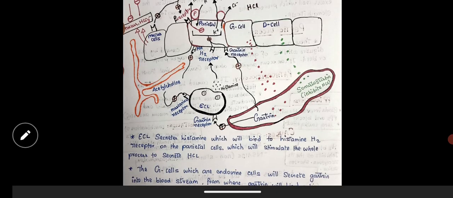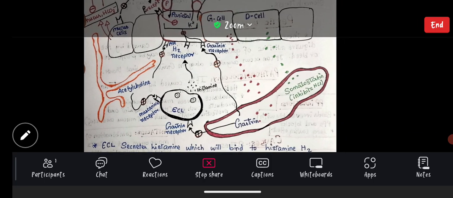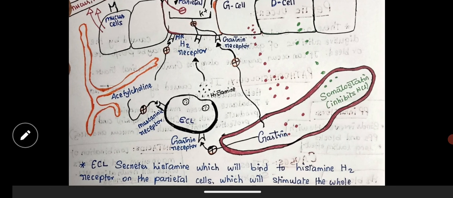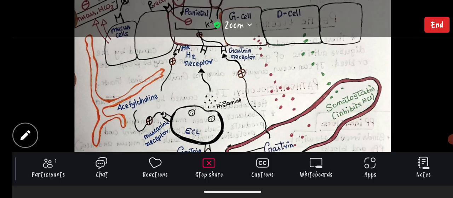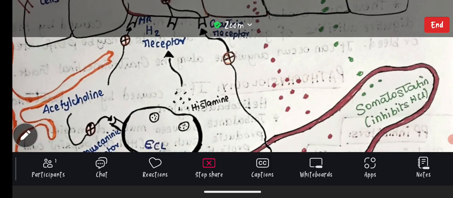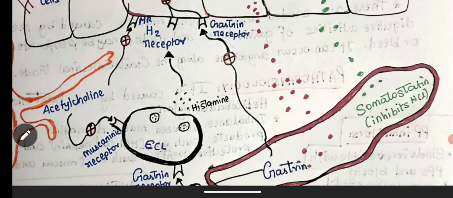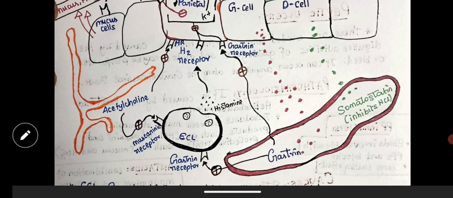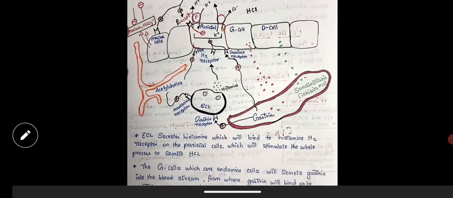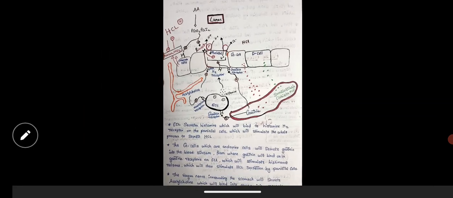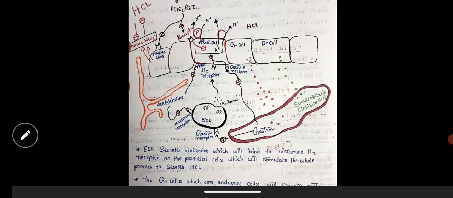Okay, now we are going to see the inhibitory processes. Here we have the D cell. This D cell is going to secrete somatostatin, a local hormone, an inhibitory hormone which inhibits the HCl by flowing into the bloodstream. Normally, it inhibits the HCl secretion.